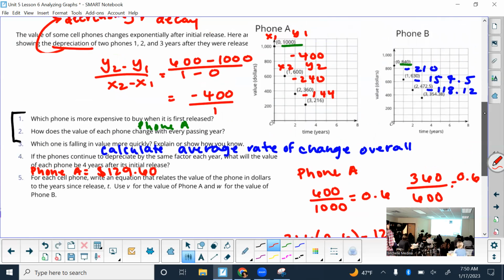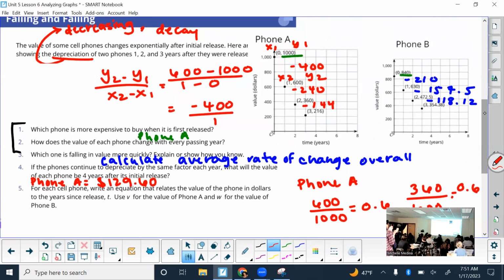Do that for phone B. Now, I don't know what phone B is decreasing by, but I did tell you how to figure it out. So do that. Try to figure out the common factor and then try to continue the pattern. I'll give you about a minute for that.